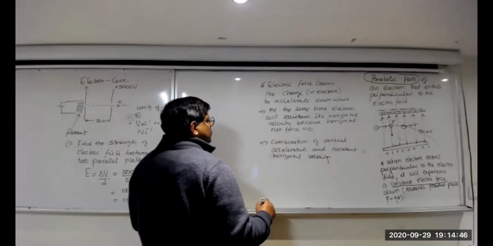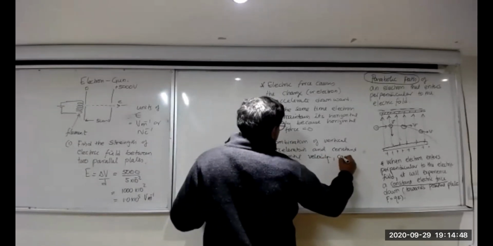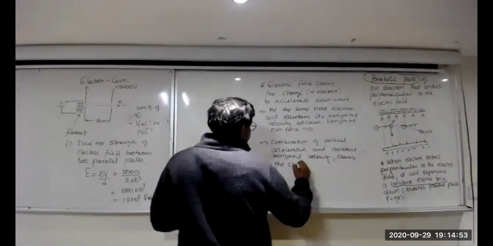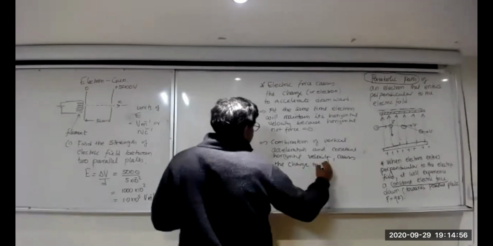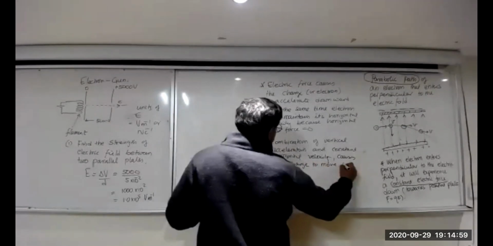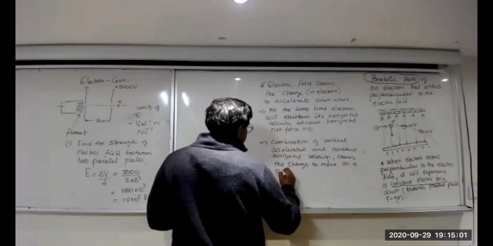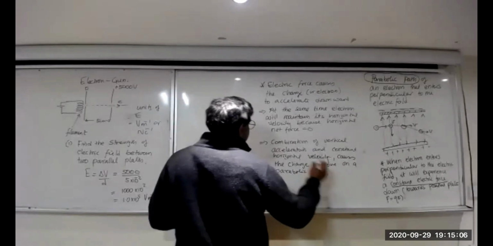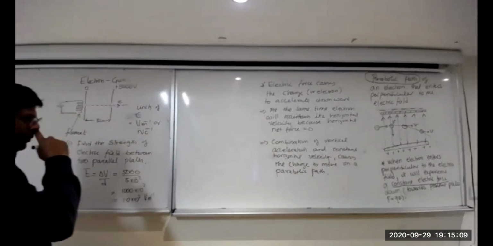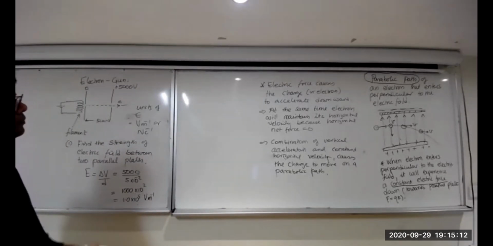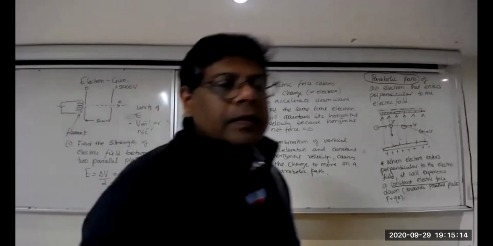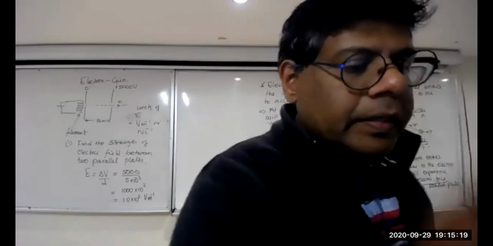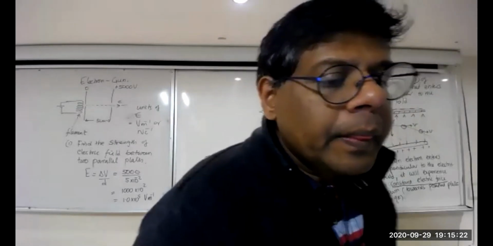Vertical acceleration and constant horizontal velocity cause the charge to move on a parabolic path. That makes sense, guys? It's a combination of the two.